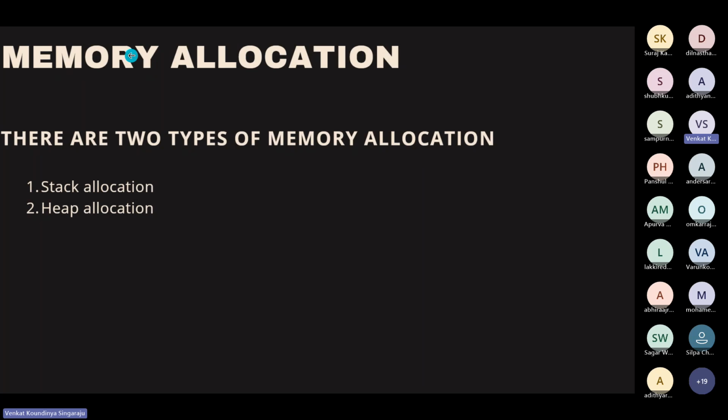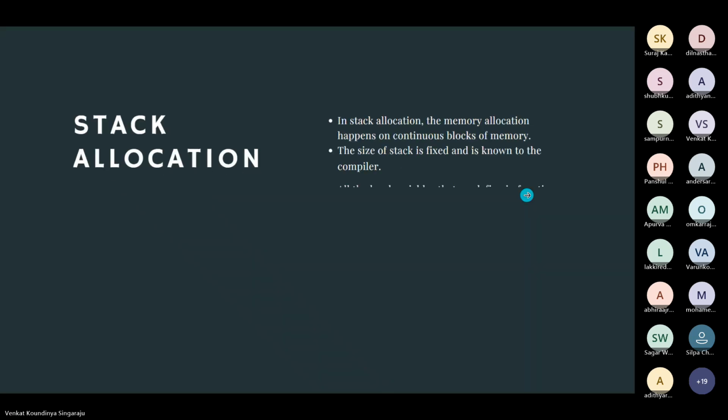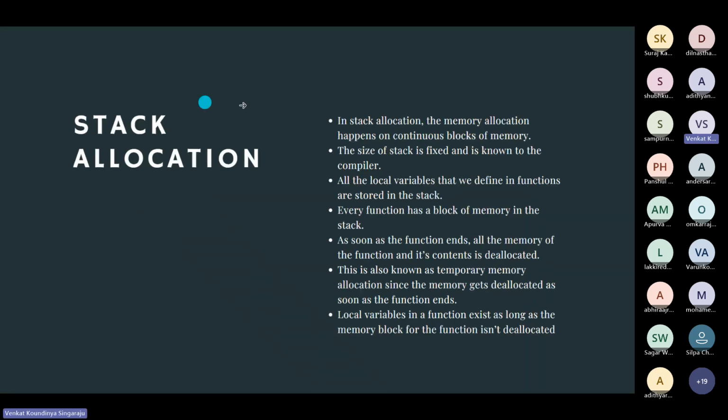So now let's discuss memory allocation. There are two types of memory allocation, stack allocation and heap allocation. Let's discuss stack allocation first. In stack allocation, the memory allocation happens in continuous blocks of memory. Like you have a particular block of memory and right on top of that, you have another block of memory without having any space in between. The memory allocation is continuous. There won't be any gaps.